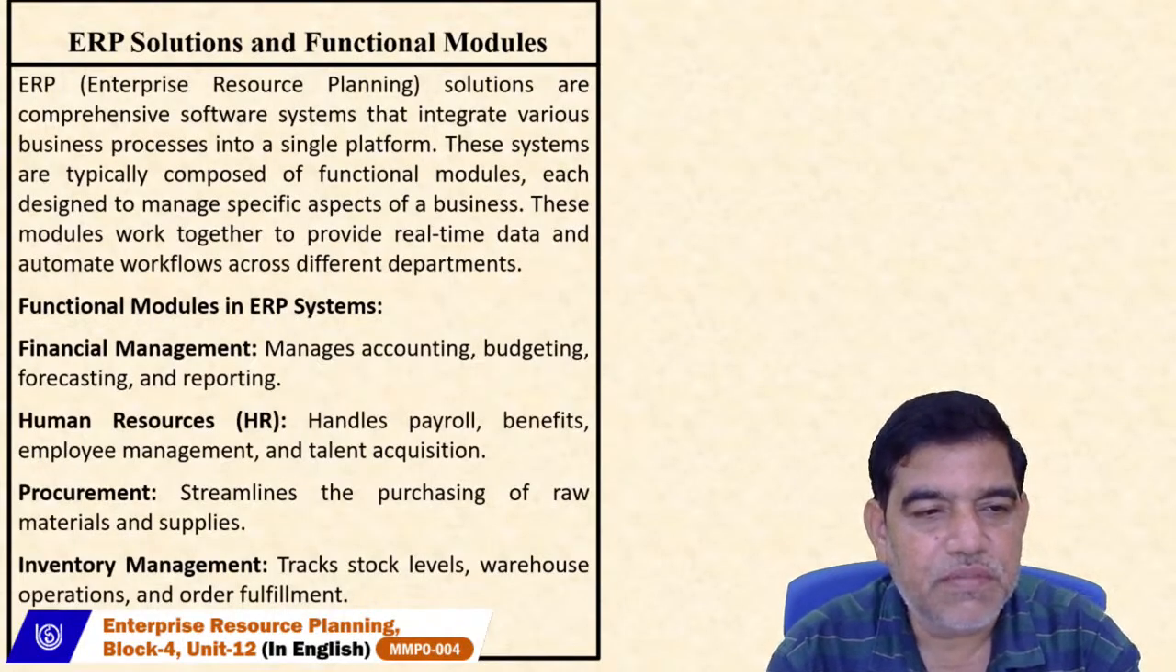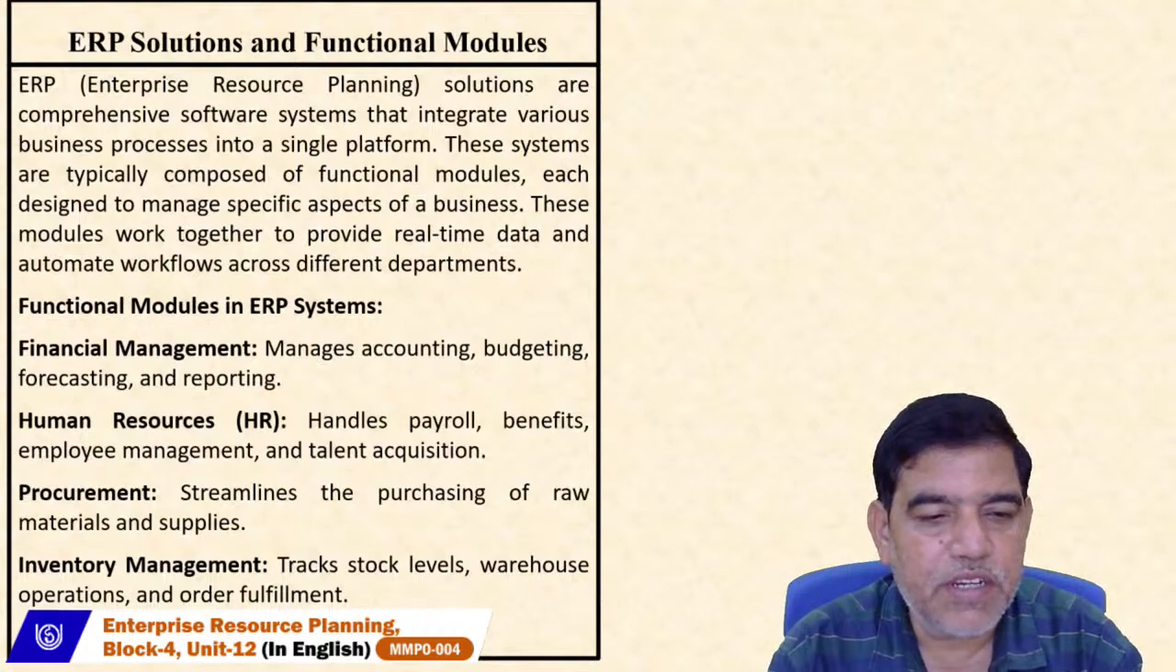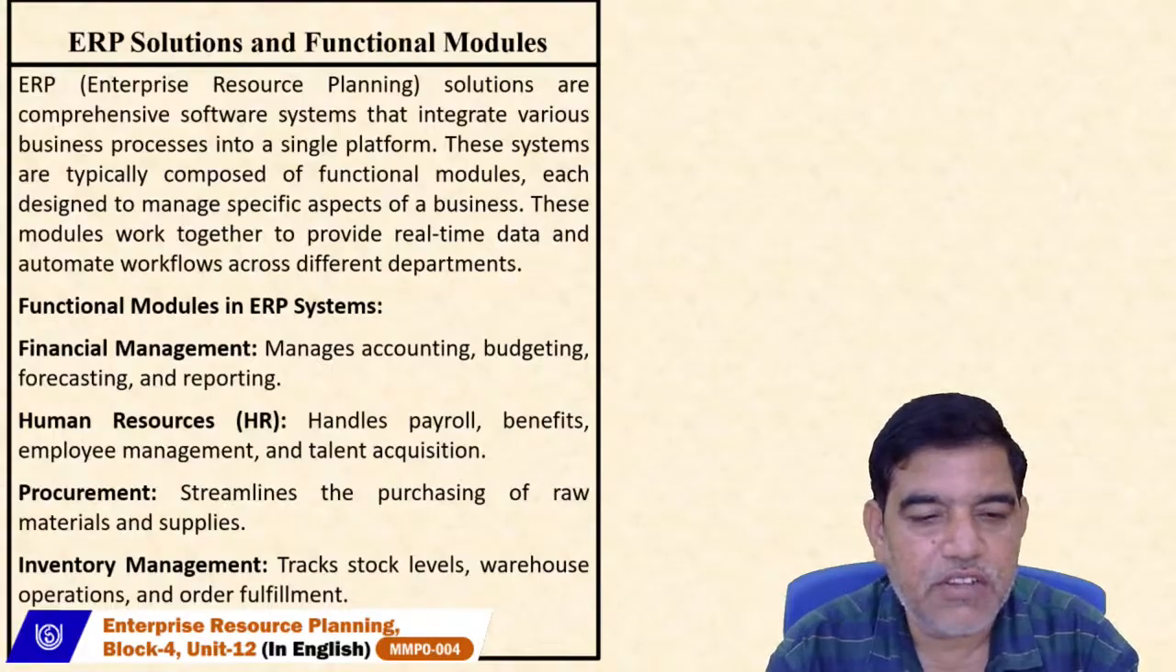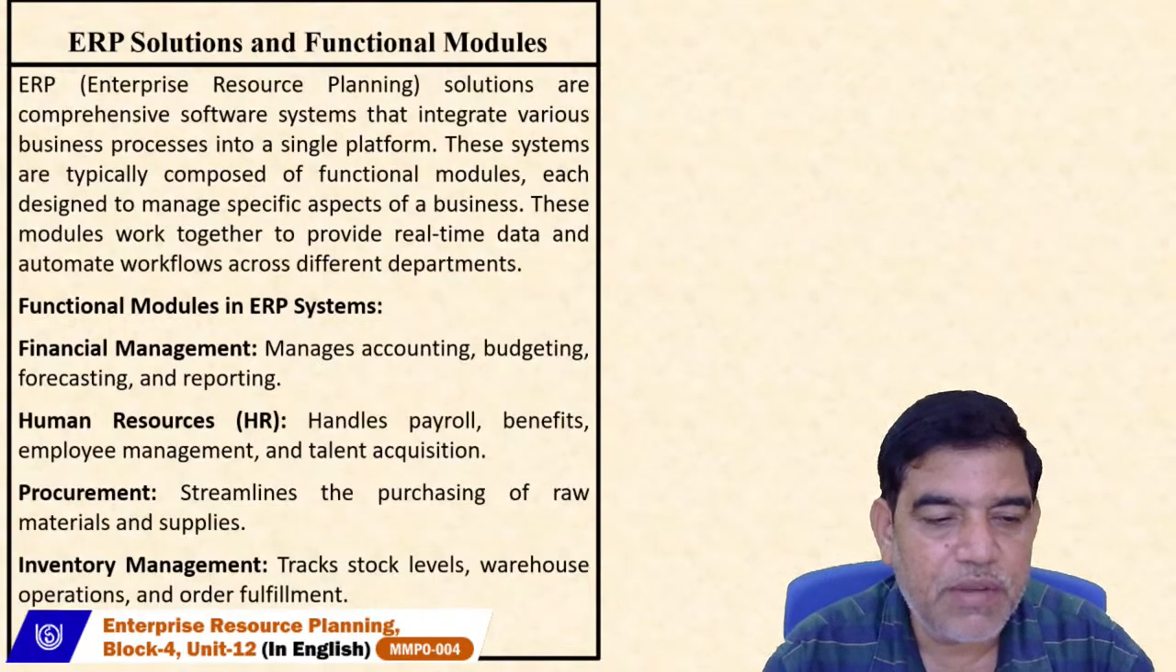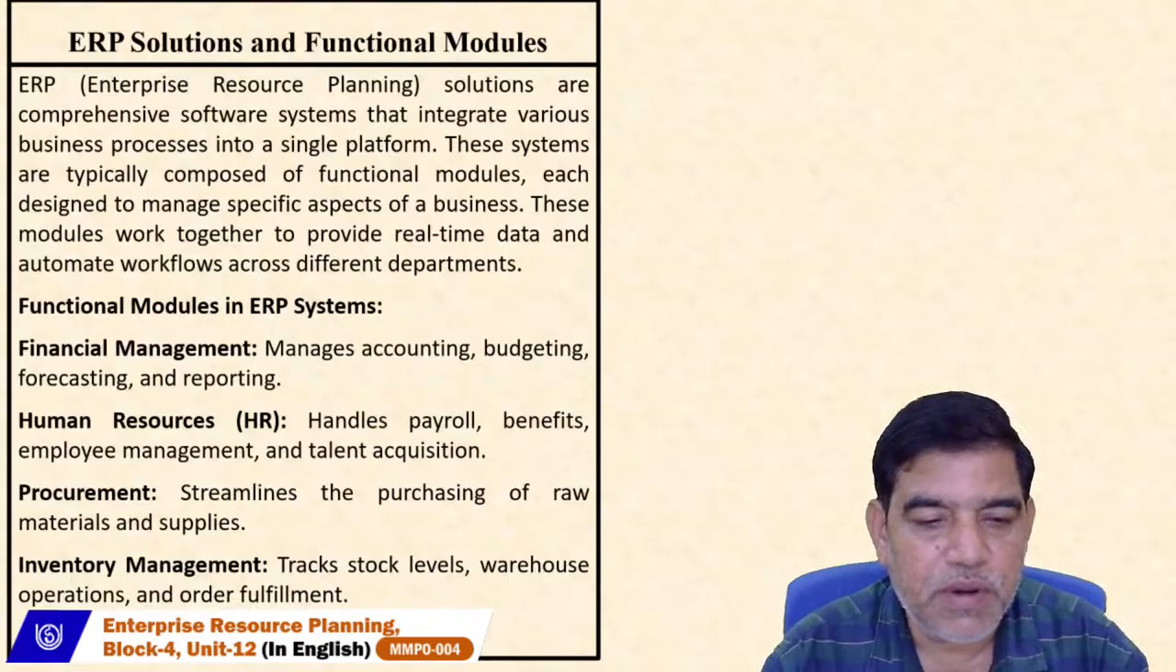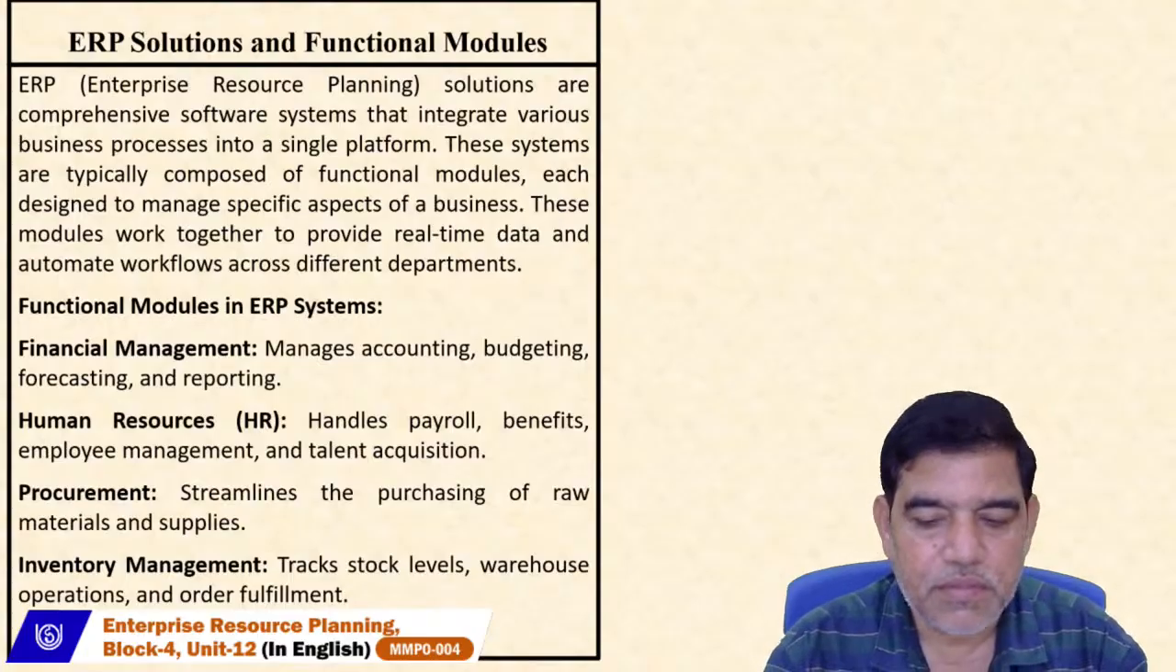Functional modules in ERP system are financial management, managing accounting, budgeting, forecasting, reporting. Human resource handles payroll, benefits, employee management, talent acquisition. Procurement streamlines the purchasing of raw material and suppliers. Inventory management tracks stock levels, warehousing operations, and order fulfillment. So that is very important. Inventory management is how to manage the stock yard to store the finished product and balance the requirement of the customers.